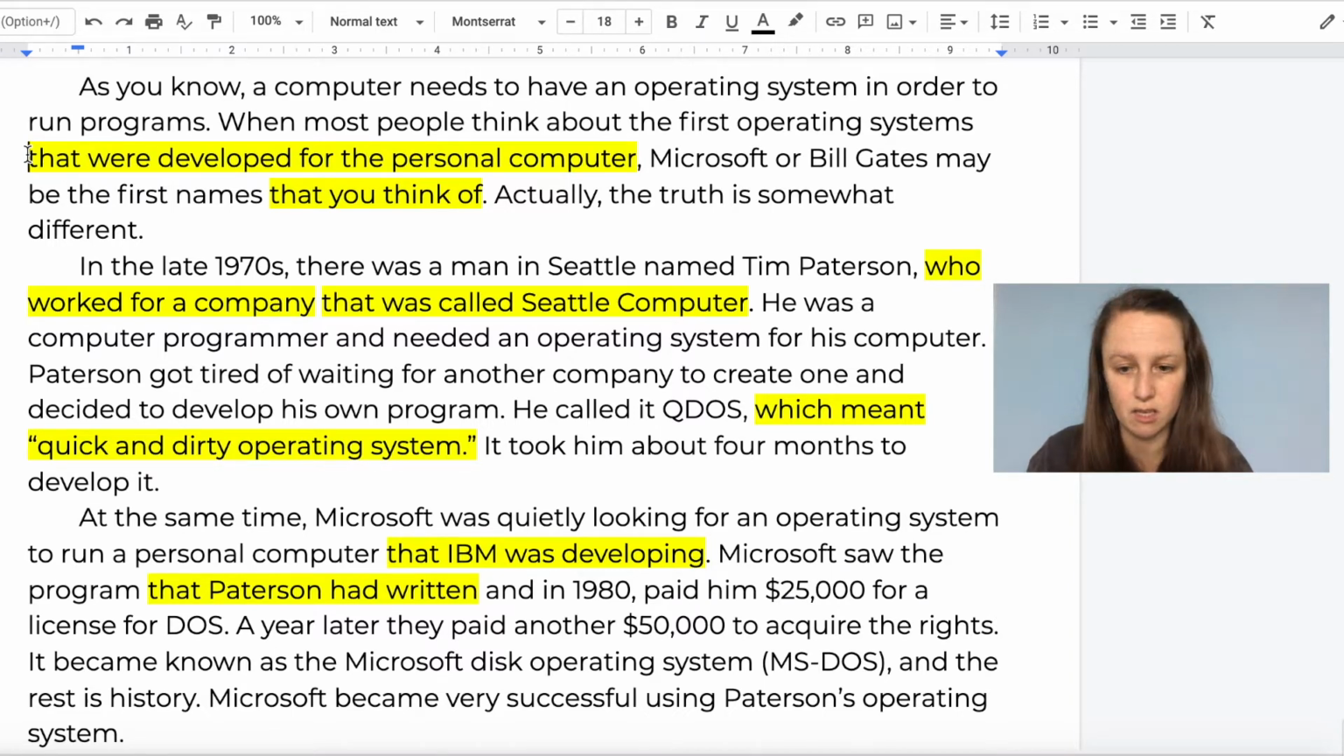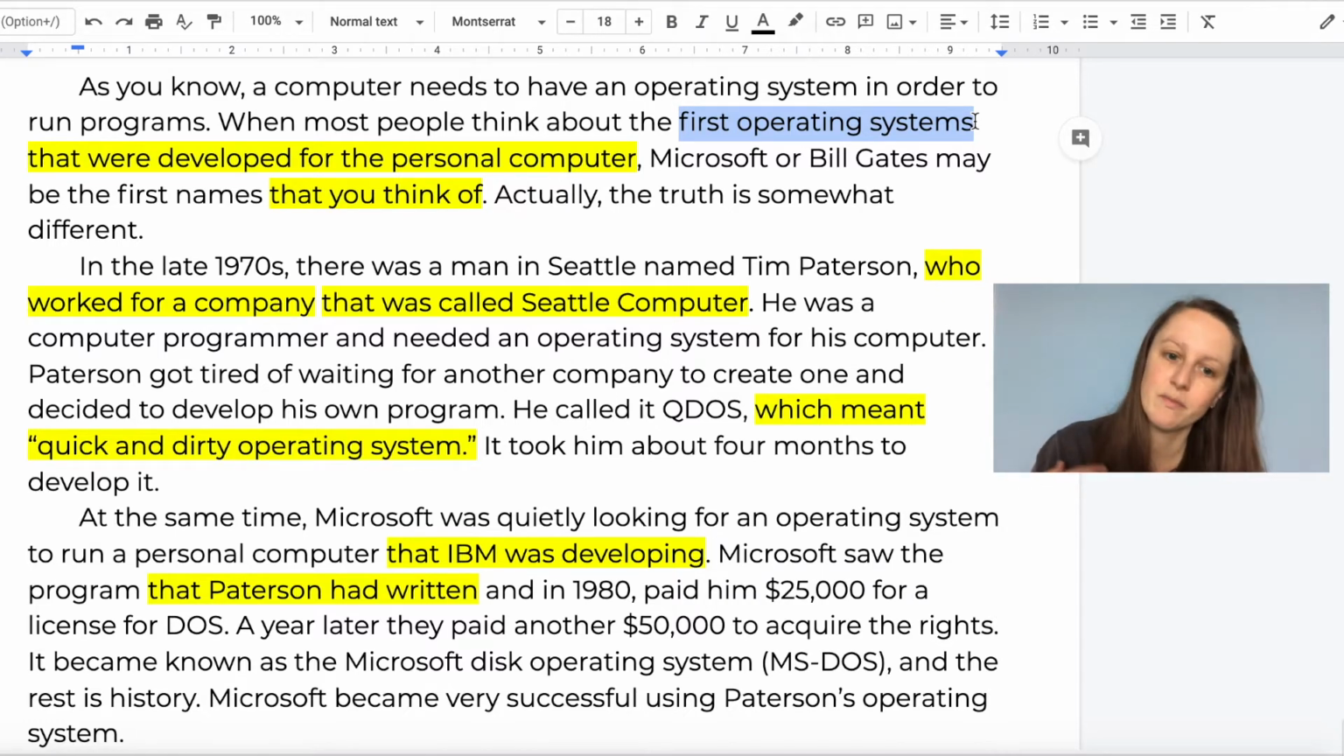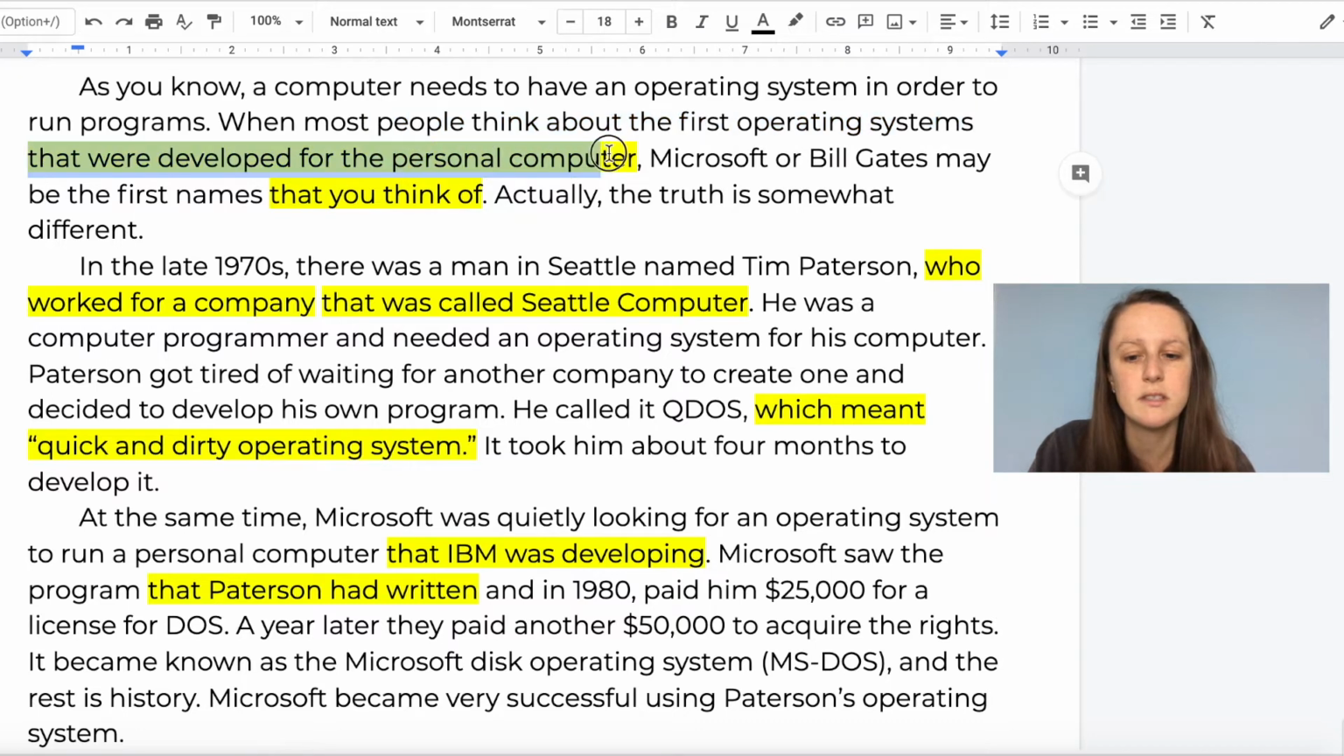This adjective clause is adding information. It's describing the first operating systems. Because these are adjective clauses, they're always modifying a noun. So this adjective clause is modifying the noun, the first operating systems. So let's look at our clause: that were developed for the personal computer. Our relative pronoun in this clause is just the word that. Our relative pronouns are usually that, or which, or who, or a variety of other WH words.